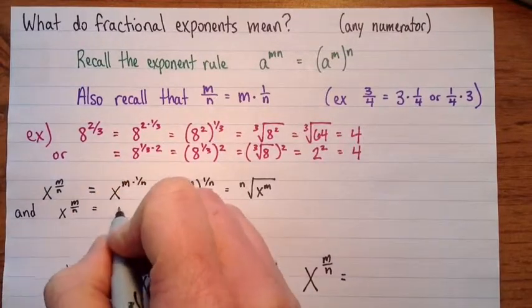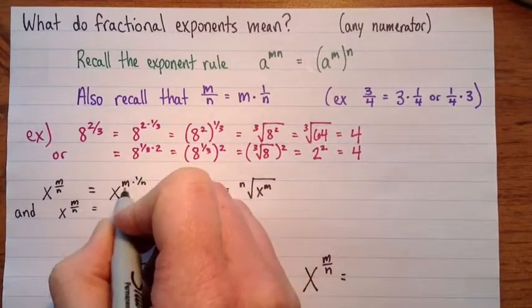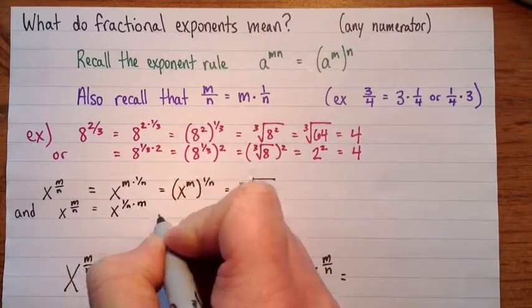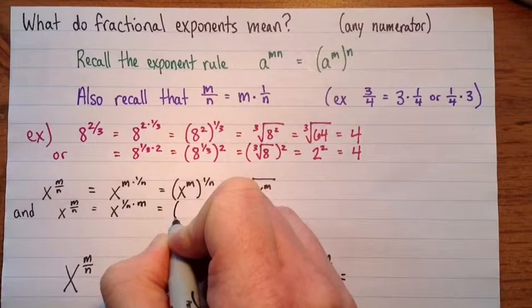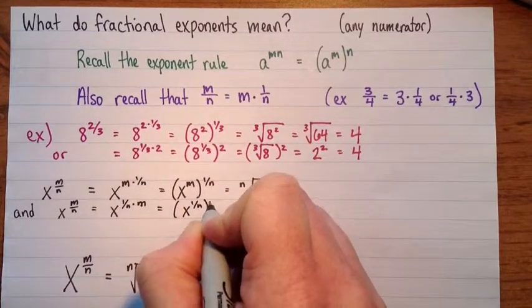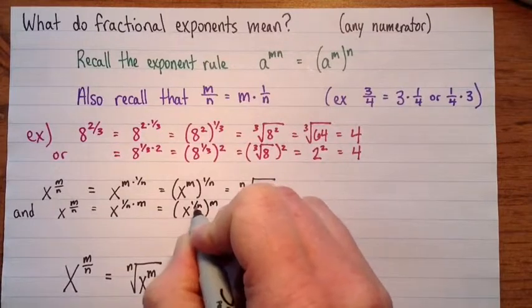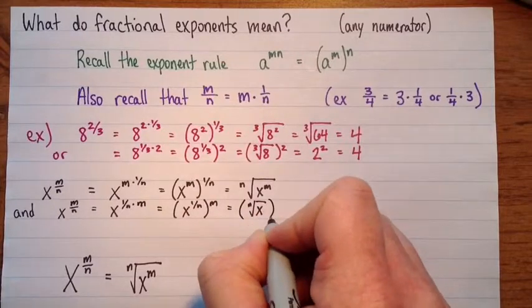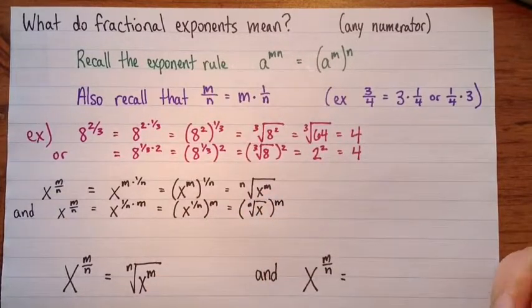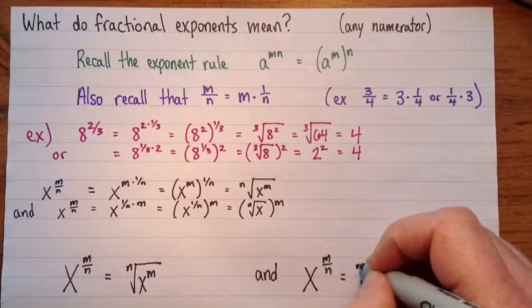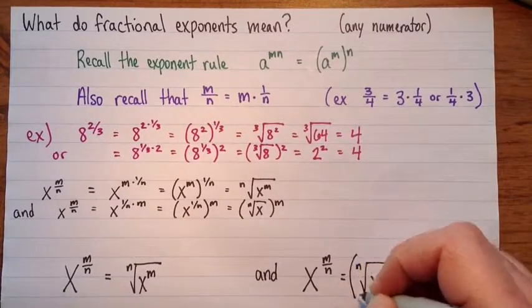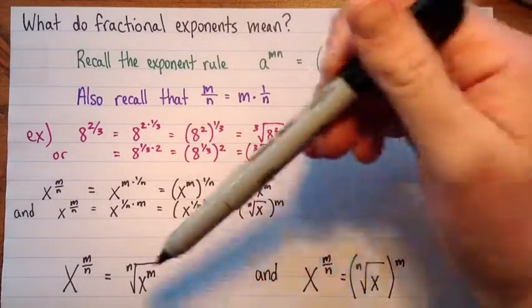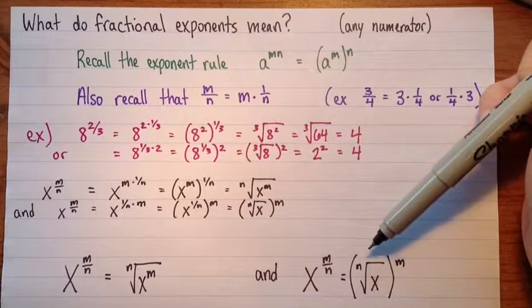The other way, which is really similar but uses the opposite order, I'm going to write as x to the 1 over n times m. Then I'll do x to the 1 over n to the exponent m. And now I'm going to use my nth root there. So the nth root of x, to the exponent m. So these are almost exactly the same. They always come out the same. They are equivalent, but they feel a little different when you calculate them.